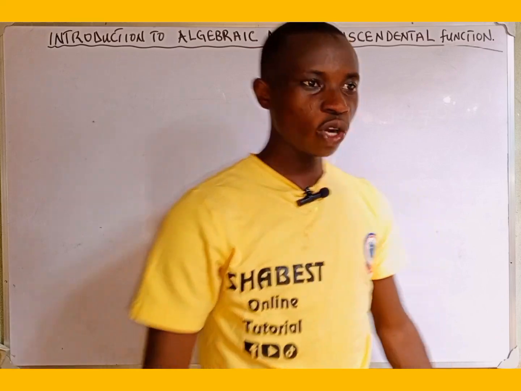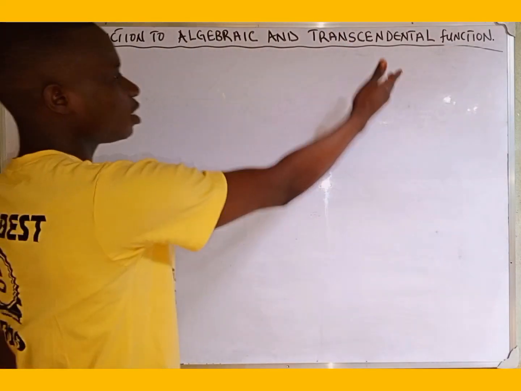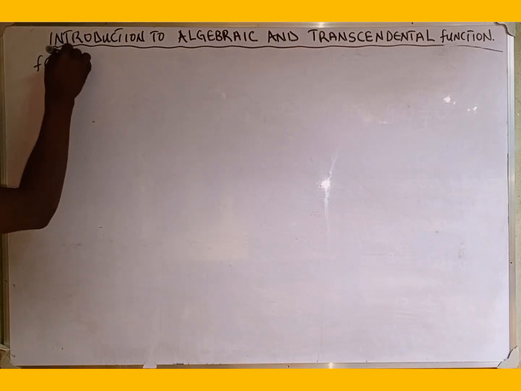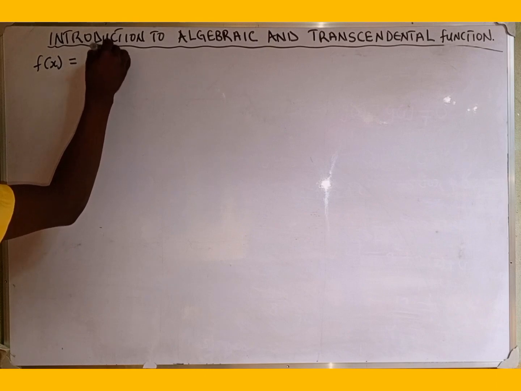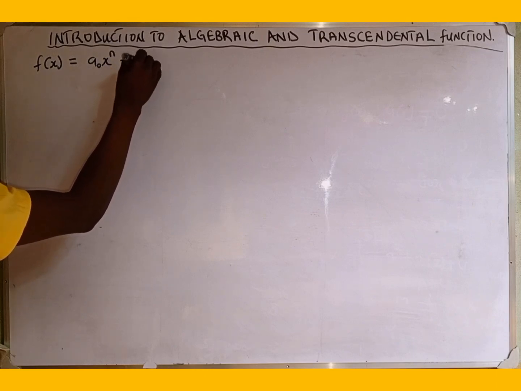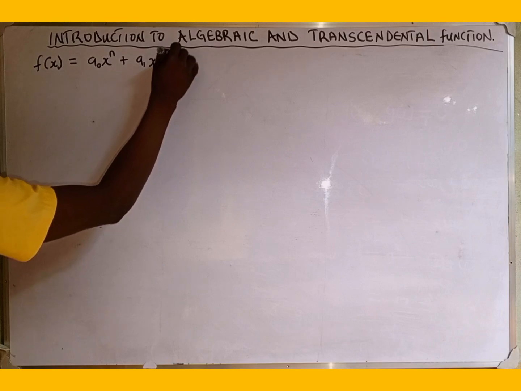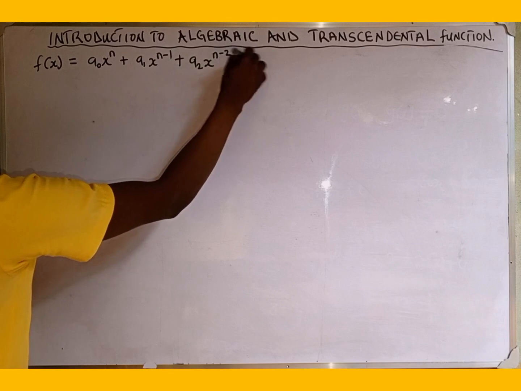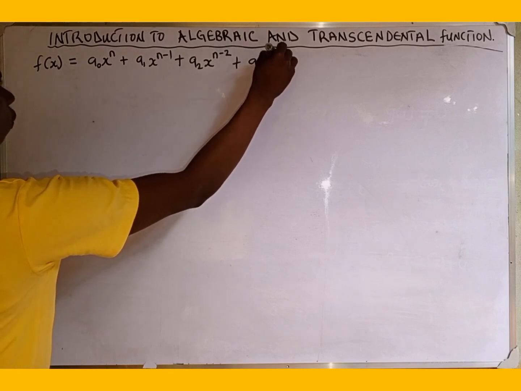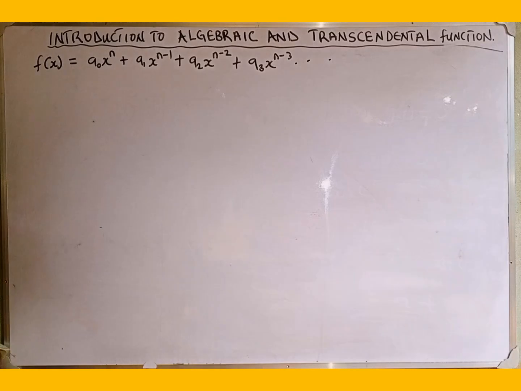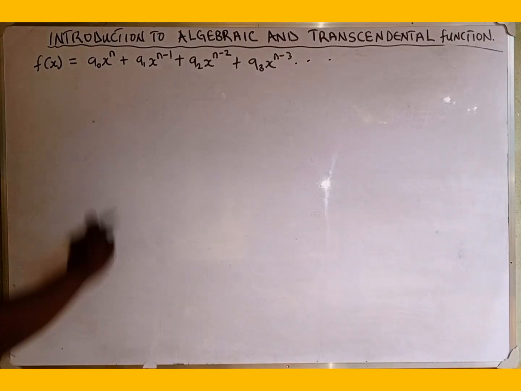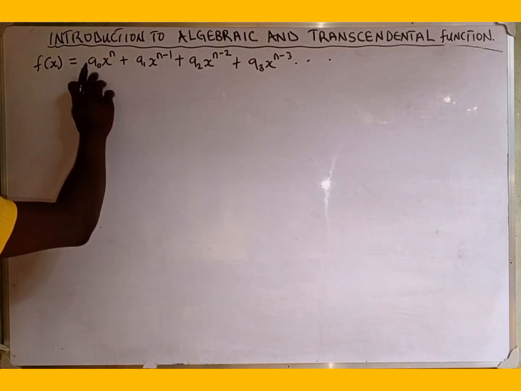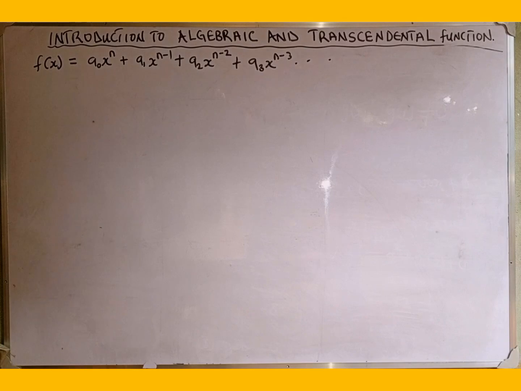So what do we mean by algebraic and transcendental equation? If you are given a polynomial f of x which is equal to a naught x to the power of n plus a1 x to the power of n minus 1 plus a2 x to the power of n minus 2 plus a3 x to the power of n minus 3 and so on. This polynomial is what we call an algebraic function. F of x is given as this, where a naught is just the coefficient of x in this polynomial.